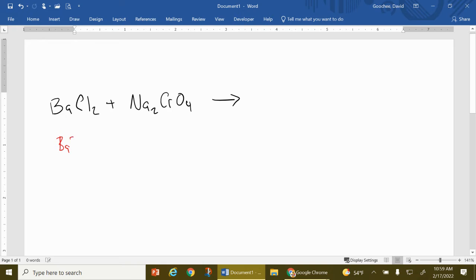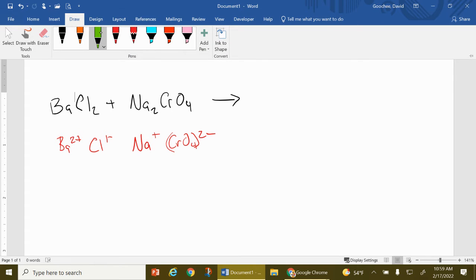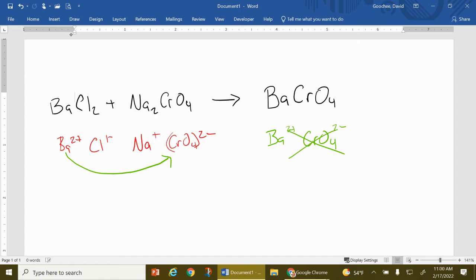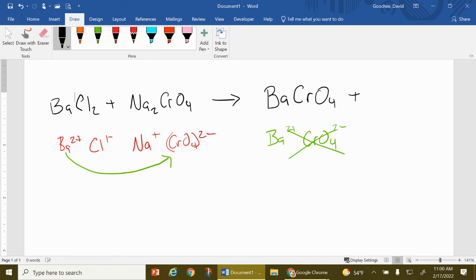So this barium is 2 plus, this chloride is 1 minus, this sodium is 1 plus, and if you look at your list of polyatomic ions, you'll see that chromate is 2 minus. So what are we going to make from this double replacement reaction? Well, barium is going to combine with chromate. Barium is 2 plus, chromate is 2 minus. I don't even need to crisscross this because they cancel each other out. So the product here is going to be BaCrO4, barium chromate.